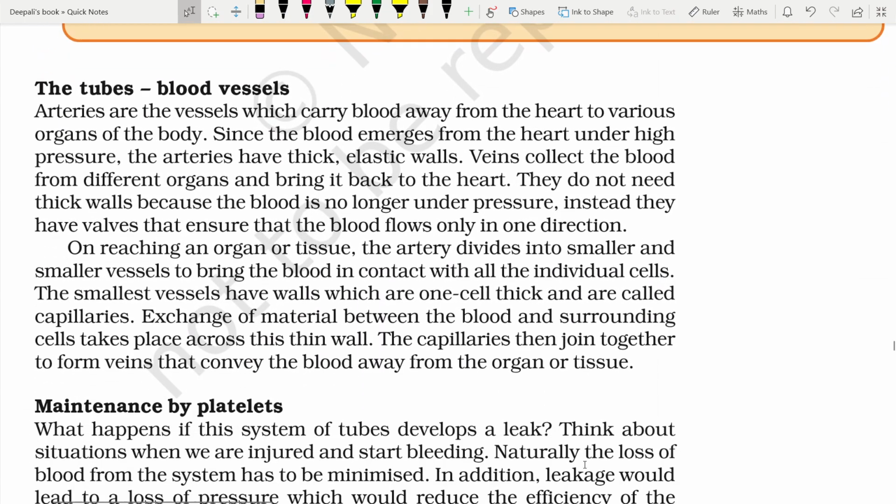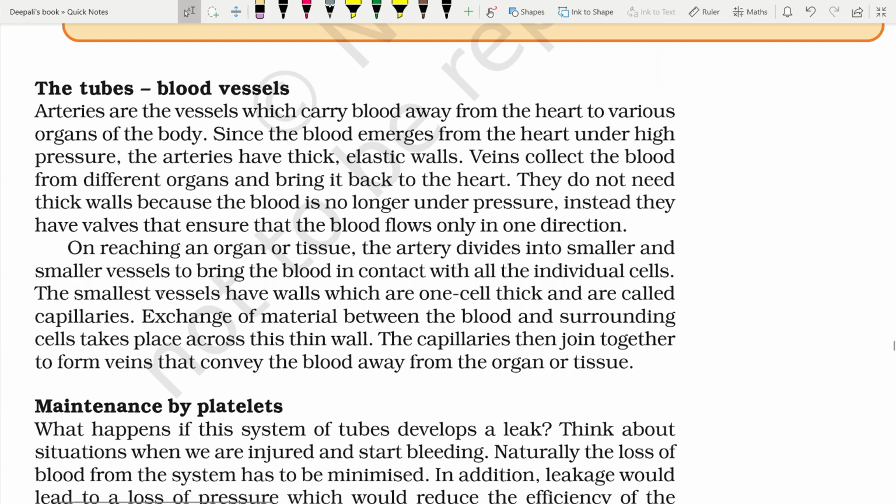Now, let us see what are the different blood vessels. We already mentioned them for the heart. The tubes, blood vessels. Arteries are the vessels which carry blood away from the heart to various organs of the body. Since the blood emerges from the heart under high pressure, the arteries have thick elastic walls. The veins collect the blood from different organs and bring it back to the heart. They do not need thick walls because the blood is no longer under pressure. Instead, they have valves that ensure that blood flows only in one direction.